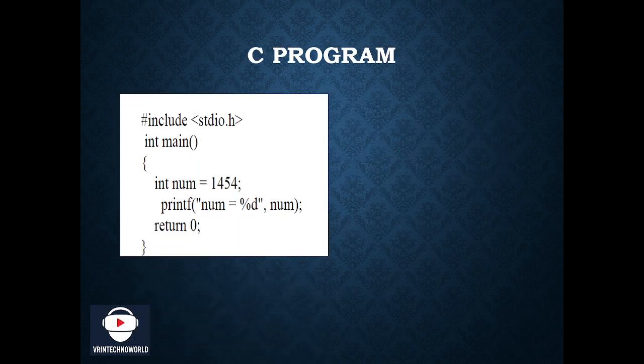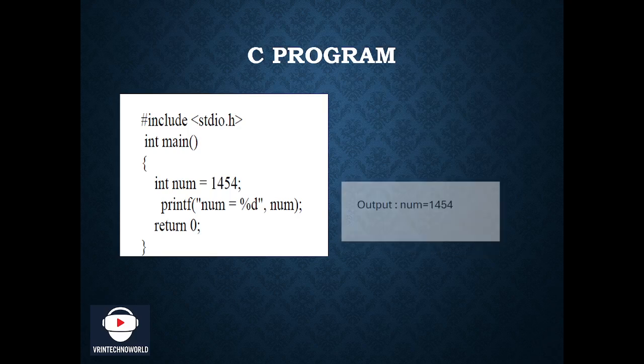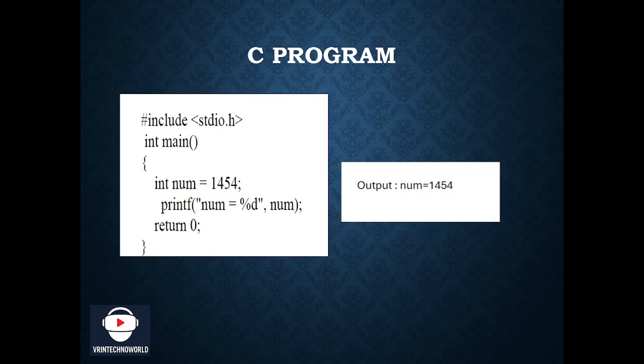Okay. Now the program based on this int data type. Let us suppose you make one basic C program: #include <stdio.h>. This is your main header file. Then you include the main function, then start the curly braces and close the curly braces. But first of all, you define your number, of integer kind, int num equals 1454.